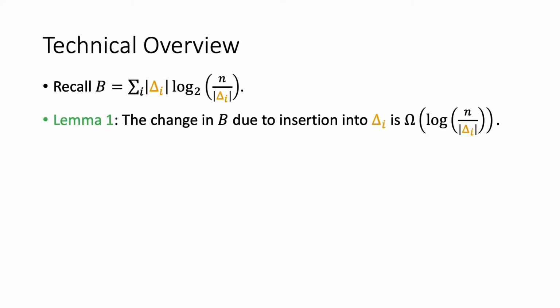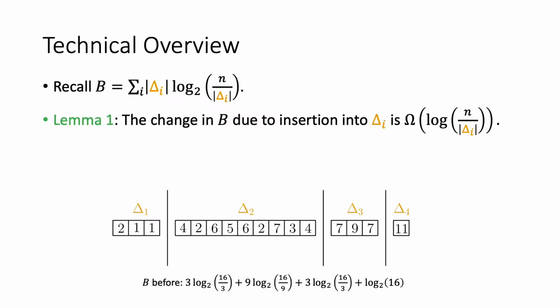So our first lemma is that the change in B due to insertion into the gap delta I is omega of log n over the cardinality of delta I. And I'll just do this brief example here. It's pretty straightforward. I've given B exactly, and we see if I do this insert again, then I go from 3 log base 2 of 16 over 3 to 4 log base 2 of 16 over 4. You can see this is about what we're going to get here.